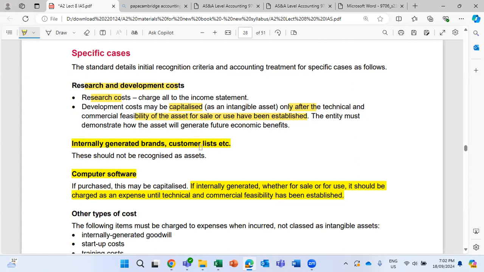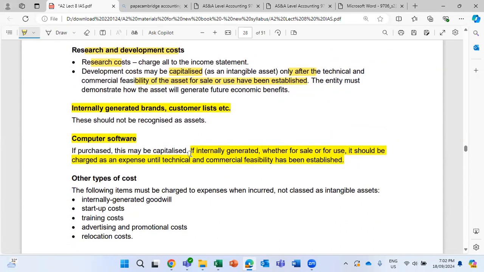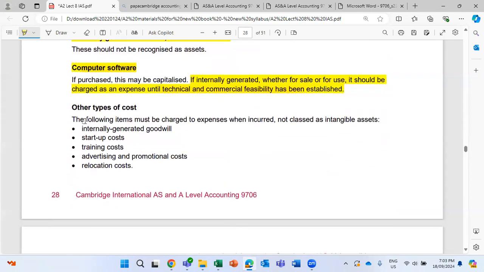Internally generated brands should not be recognized as assets because these brands are unique only to the company. Computer software: if it's internally generated computer software, then it should be charged as an expense because internally generated computer software is only unique to the business. If you want to sell it, nobody else would want to buy because it doesn't benefit them. Unless of course we can prove that there is some technical and commercial feasibility, then we can classify it as an intangible asset. Here's a list of other types of costs which must be charged to expense. All these are not to be classified as intangible assets. They should be recorded as an expense.